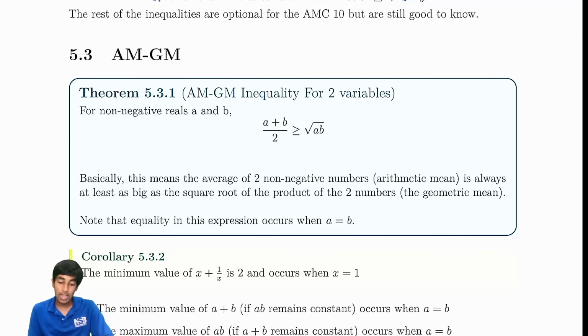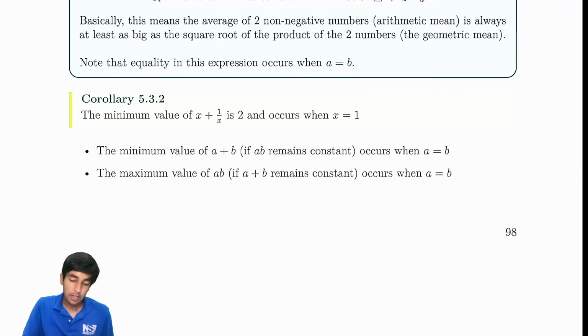So some general remarks about it. The minimum value of a plus b occurs when a equals b, and the maximum value of ab, if a plus b is constant, occurs when a equals b. So this is why AMGM is often very useful for minimizing sums and maximizing products, because as you can see, we got products and sums. So that's the general strategy.